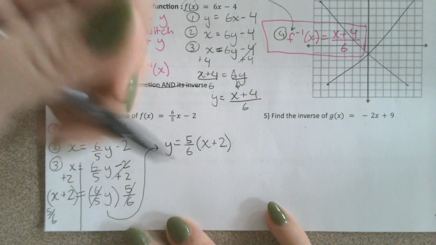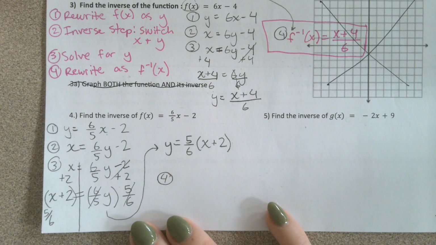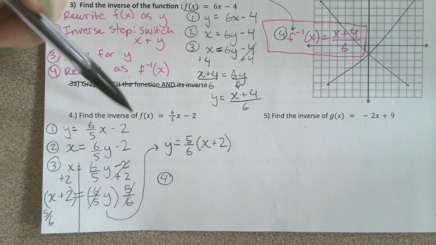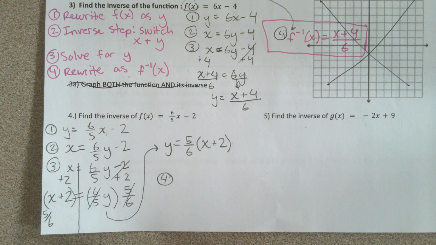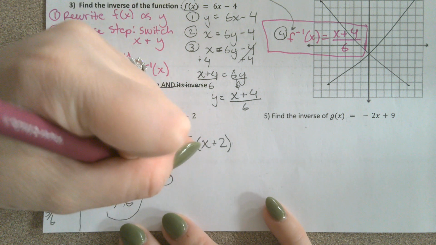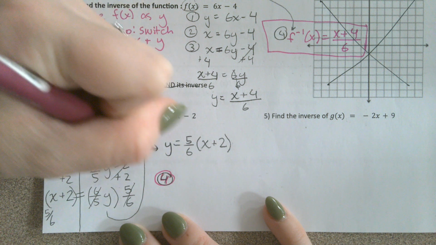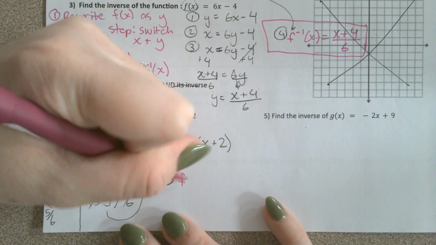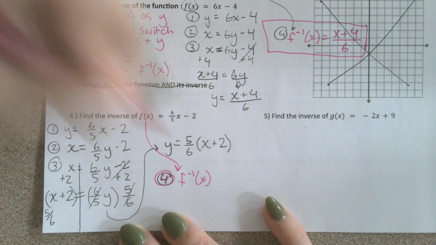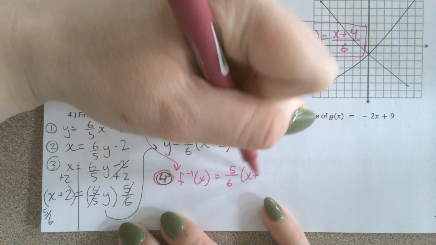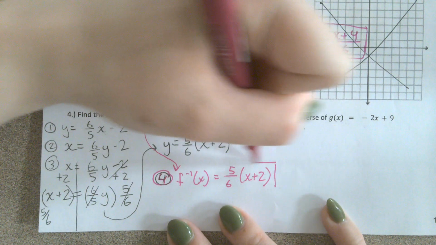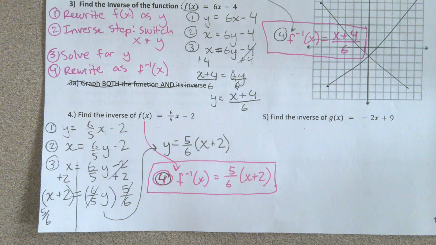The last step is to rewrite it, and it depends on your letter. We still have an f here, so f inverse of x is still the right way to write it. So f inverse of x instead of y equals 5/6 times x plus 2. Final answer.